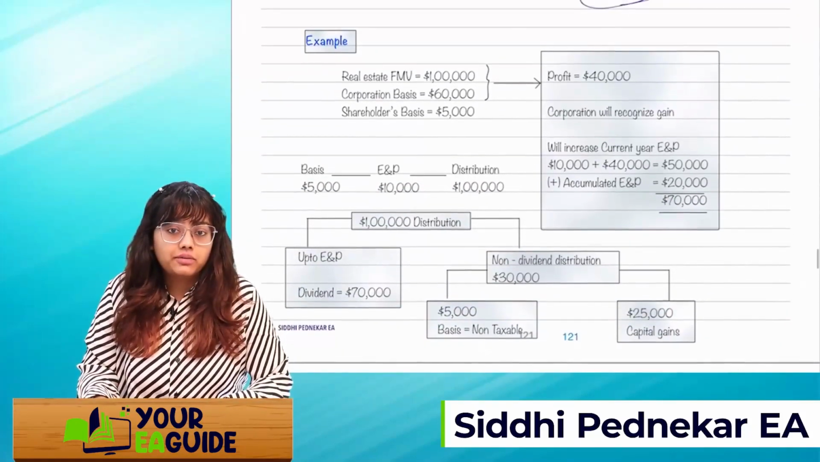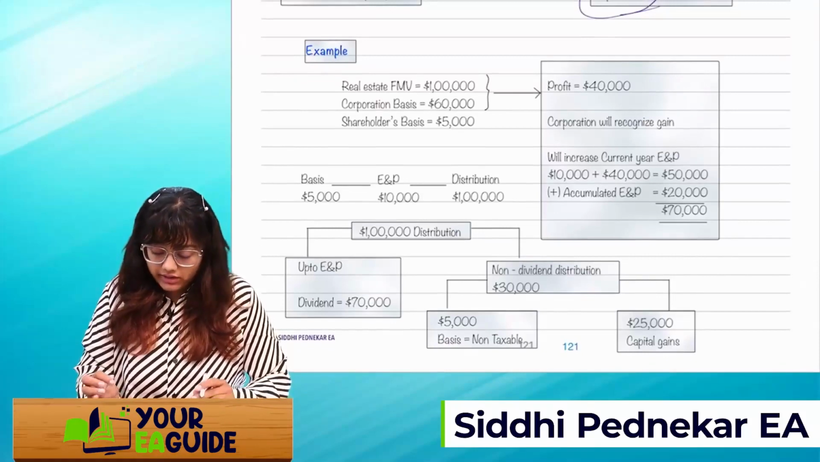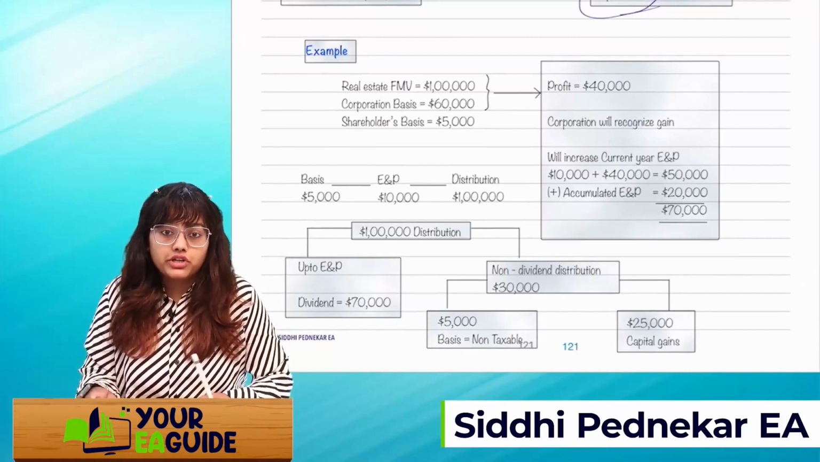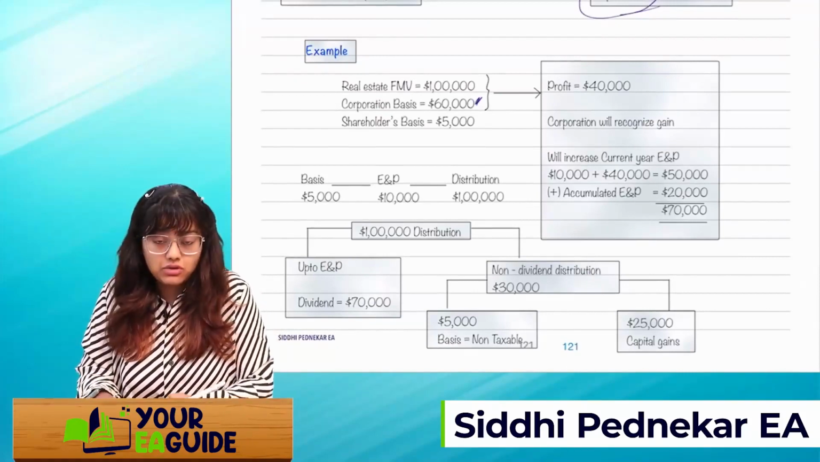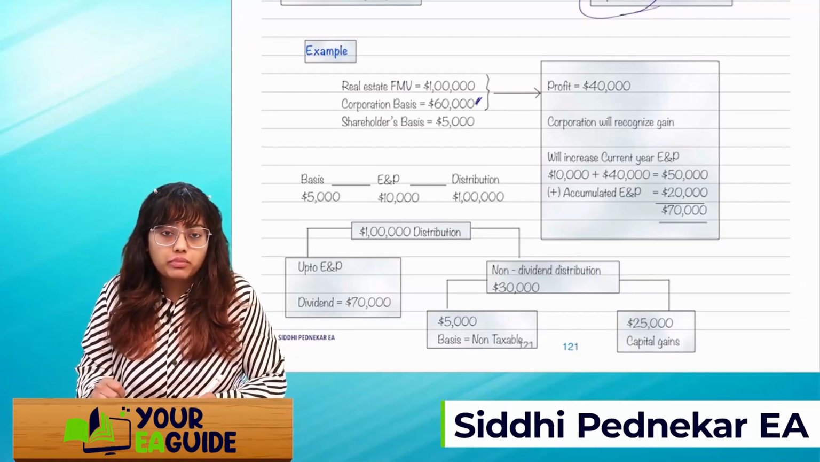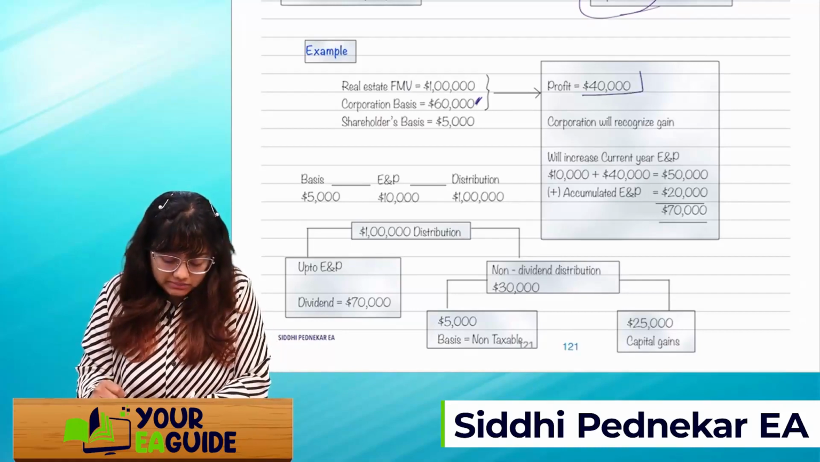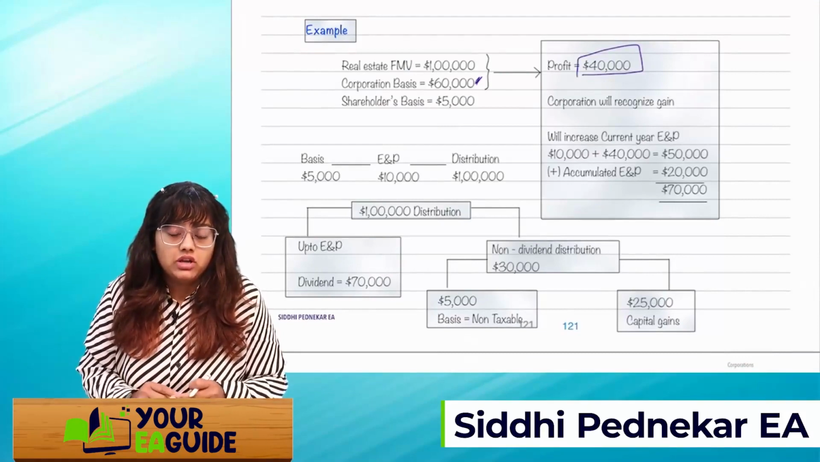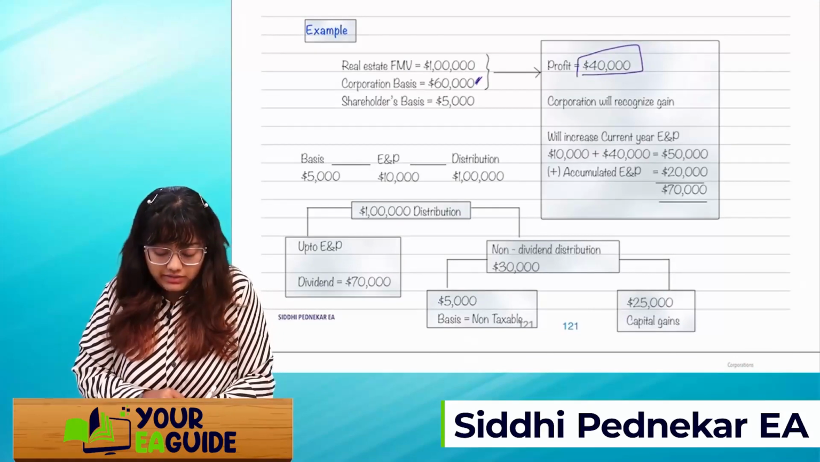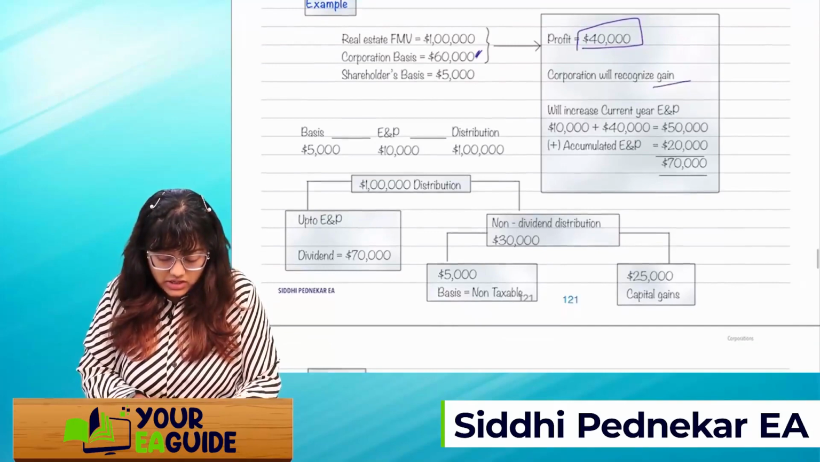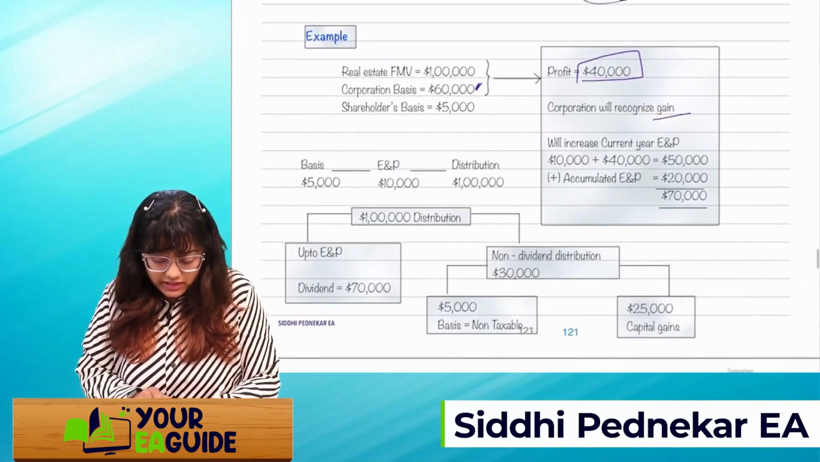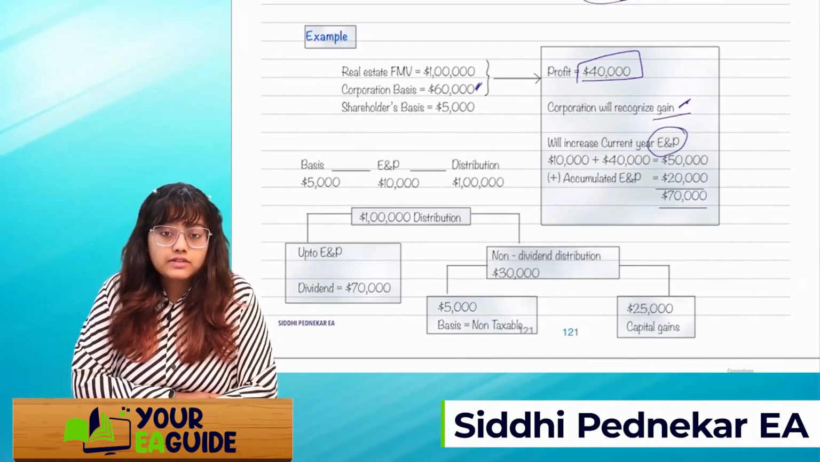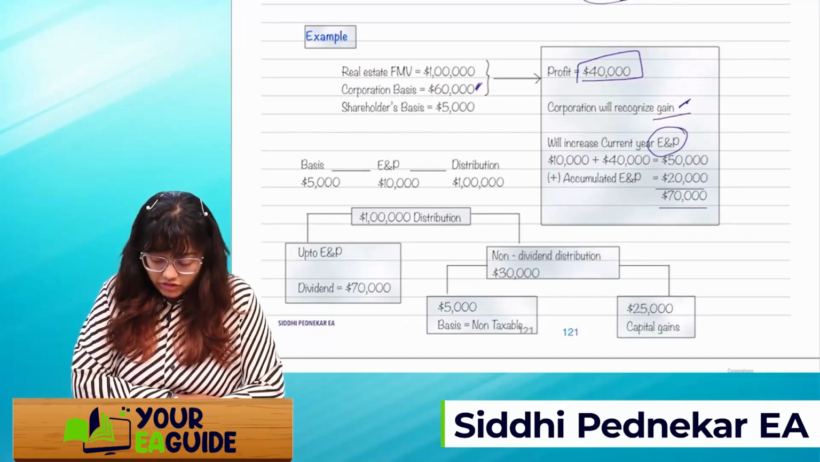If you receive a real estate which has a fair market value of 1 lakh, and the corporation's basis in this asset is 60,000, right? So for the corporation, the profit is 40K, I can say, and the shareholder has a basis of just 5,000. The corporation will recognize the gain, right? So this is how they will increase the ENP. Since the gain has been recognized, for example, the basis is 5,000 for the shareholder.